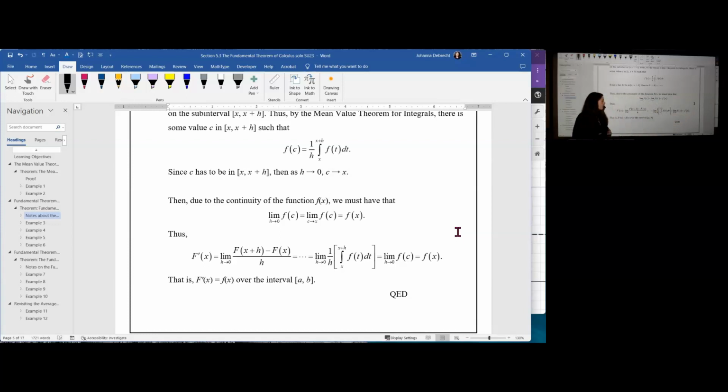And this is what we were trying to prove, that F prime, the derivative of the antiderivative, gives us back the function.